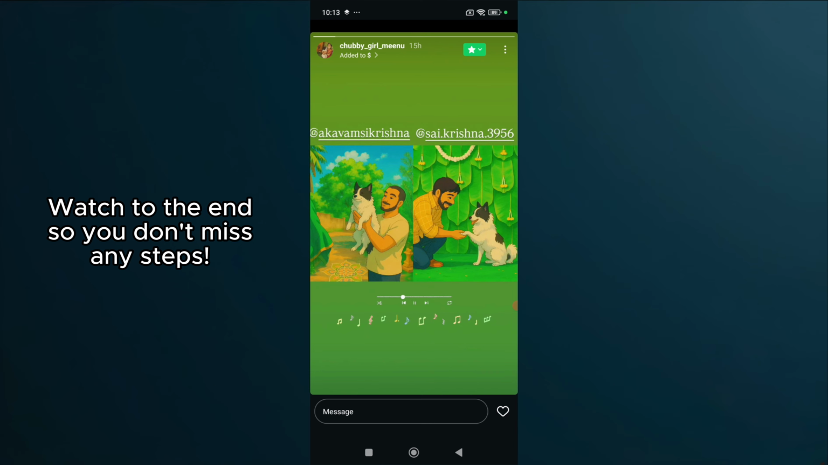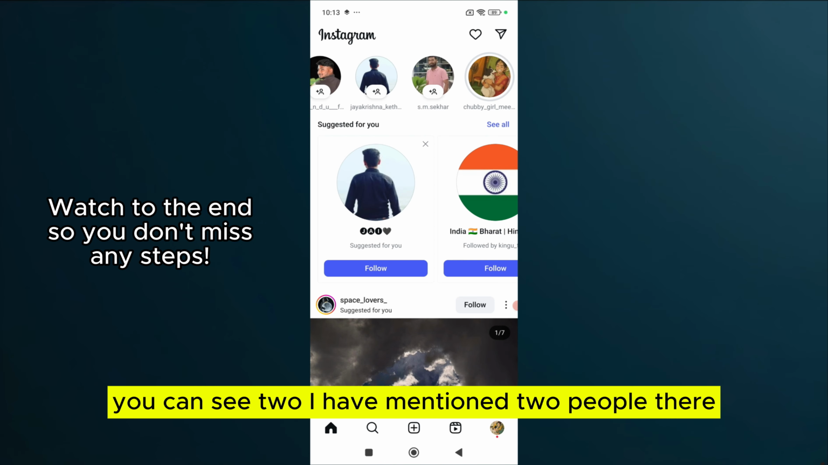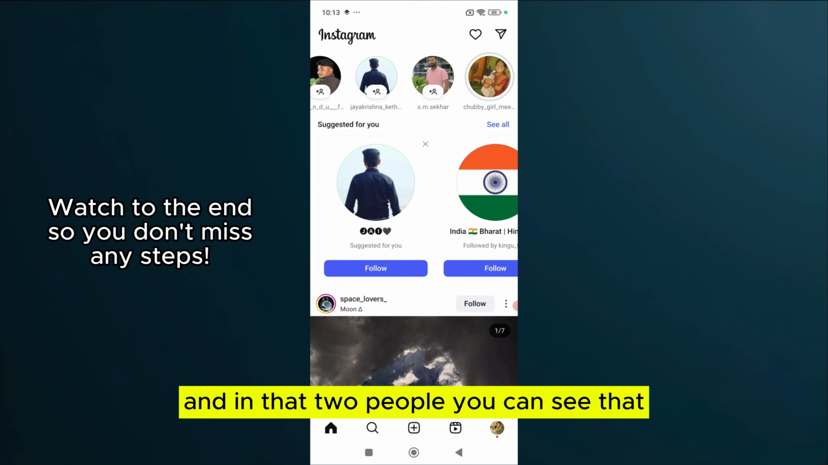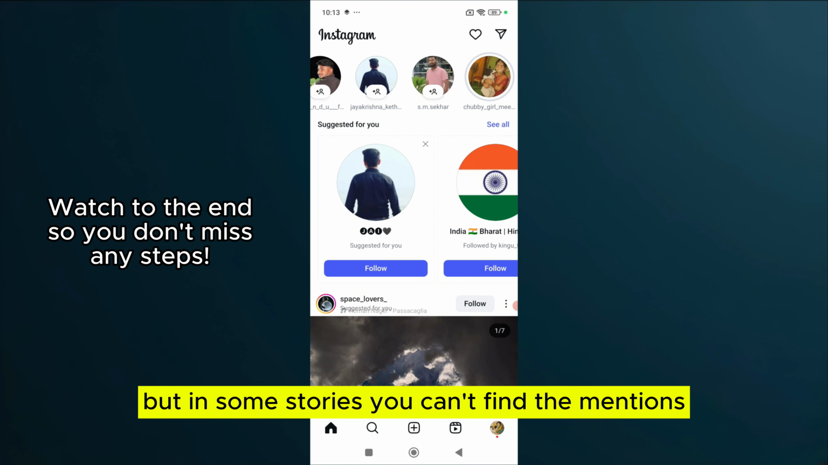and you can see two. I have mentioned two people there, and in that you can see those two people. But in some stories you can't find the mentions.